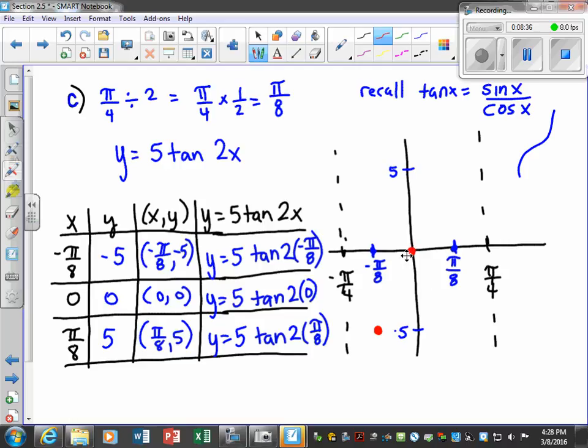Midpoint is 0. And that's 1/4 of the way, midpoint, and then 3/4 of the way is going to be up here at the 5, and because we know it's tangent, we know it's going to increase to the right like that.